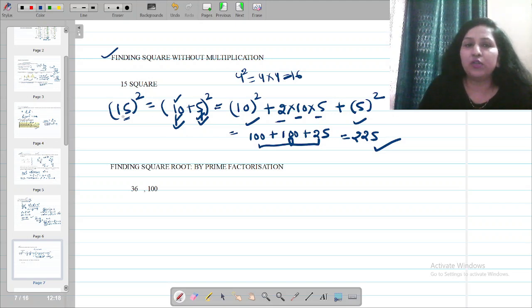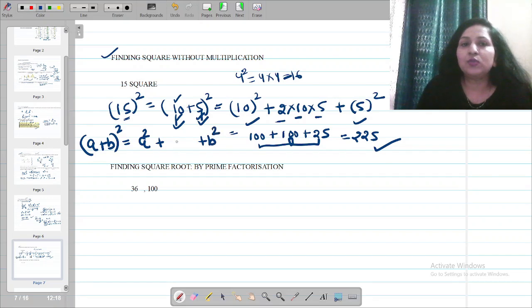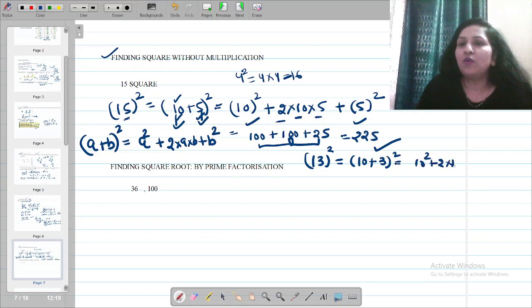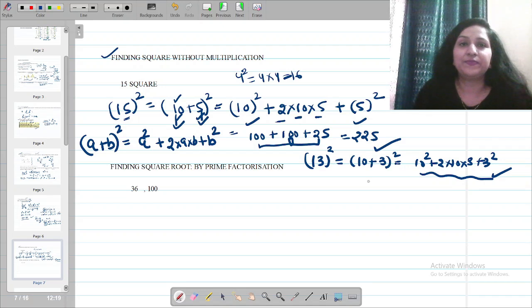So the rule here or the formula here is, if you have two numbers a and b, so a plus b ka square, what we have done? First number ka square plus second number ka square plus twice of first number and second number. This holds true for any combination of numbers. You can try finding the square of 13 using the same property. You can split it like 10 plus 3 ka whole square. Then you will do 10 square, twice of first number, second number, plus second number square. Okay? Calculate it yourself and recheck your answer.